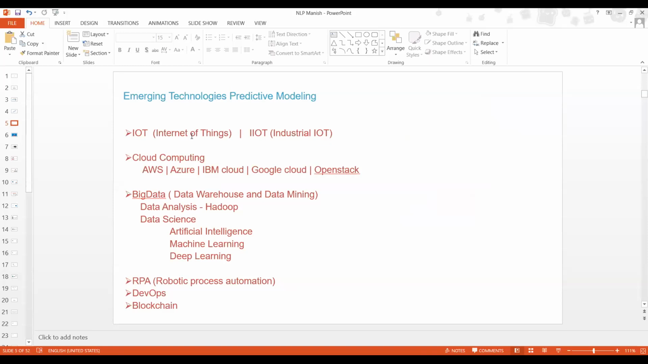The meaning is that in IoT, we have a lot of sensors. With the help of these sensor values, we keep the real-time database. Once I get a database, then with the help of machine learning techniques, I can do some more prediction on this.